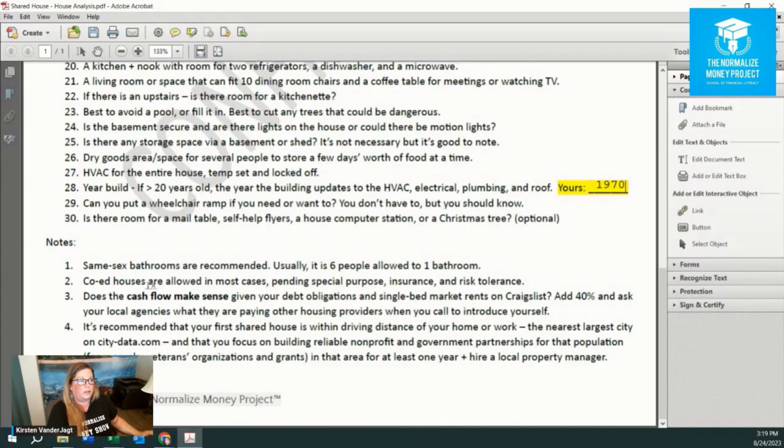So number 1, same-sex bathrooms are recommended. So even if you have a co-ed house, you would want to have same-sex bathrooms if you could. I'm not sure if the residents would be agreeable to co-ed bathrooms, but generally the people don't really know each other until they get to know each other. And so when they move in, they get assigned to a room, a bed, and a bathroom to put their items. And then a closet space, of course, or a dresser, and then kitchen space.